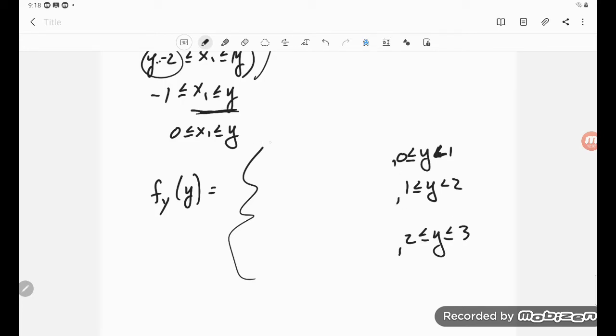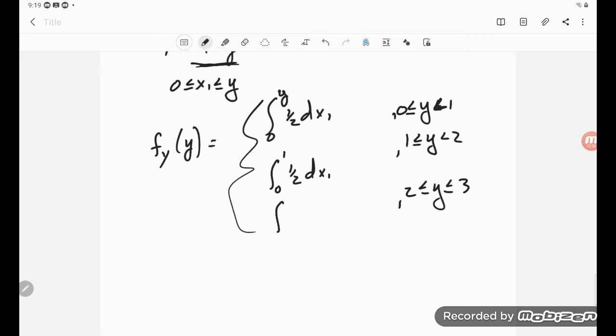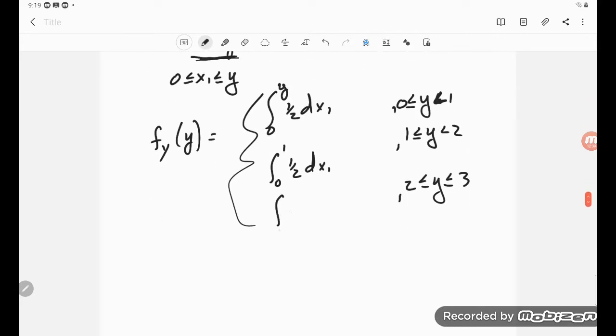Okay, so this first one, we had an integral from 0 to y of our 1/2 times 1, so 1/2 dx1. And here we had an integral from 0 to 1 of 1/2 dx1. And finally, for our last one, we had an integral from, what was that again, y minus 2 to 1 of 1/2 dx1.